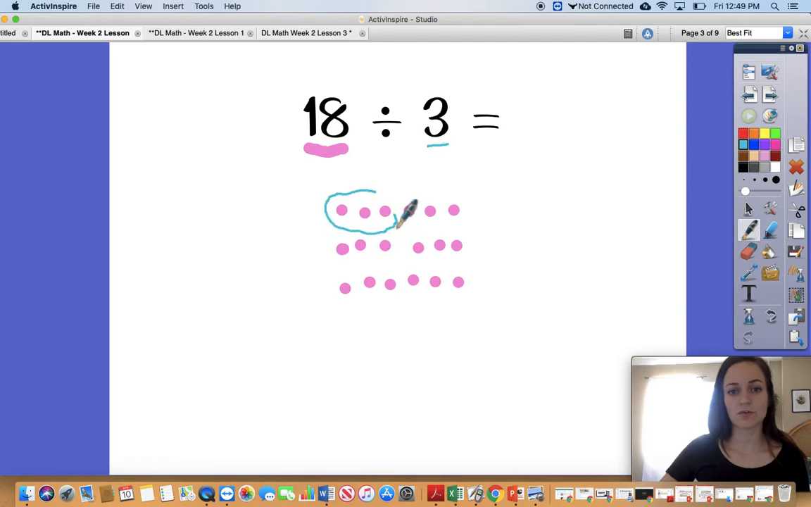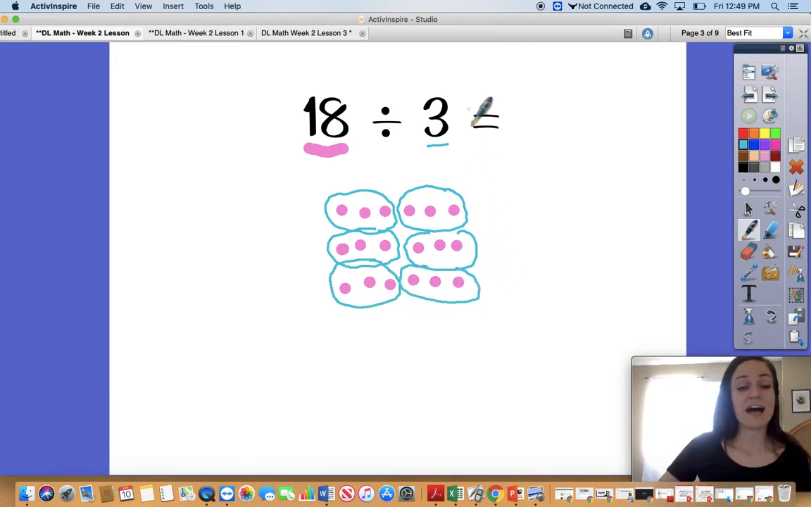Here's a group of 3. 1, 2, 3. Here's a group of 3. Here's a group of 3. Here's a group of 3. Here's a group of 3. And here's a group of 3. Okay, now my job is to count how many groups did I end up with. 1, 2, 3, 4, 5, 6. I ended up with 6 groups.